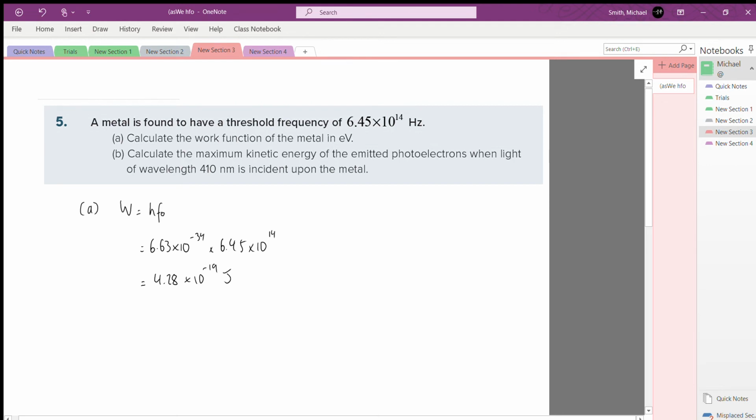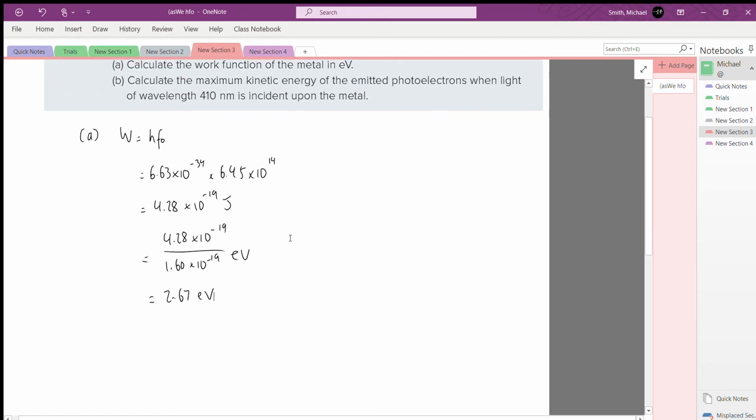The question wants it in electron volts, so to convert joules to electron volts we divide by the charge of an electron, so that will be 4.28 times 10 to the power of minus 19 divided by 1.6 times 10 to the power of minus 19 electron volts, which ends up being 2.67 electron volts.